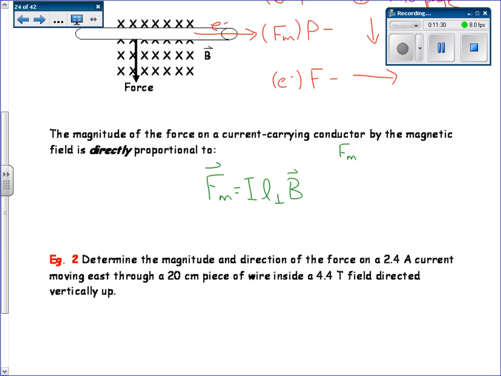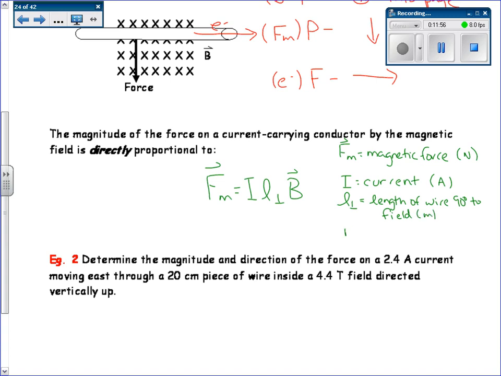So we have Fm is magnetic force, and that's in newtons. We have I is current in amps. L perpendicular is the length of the wire that's 90 degrees to the field, and that's in meters. And then B is the magnetic field in Teslas. And that's on your formula sheet, right around where the formula from last day is, Fm equals QVB.